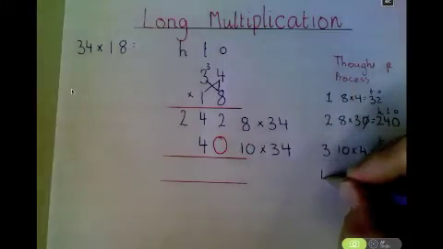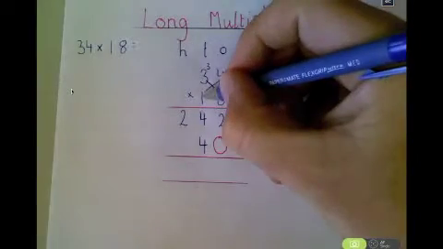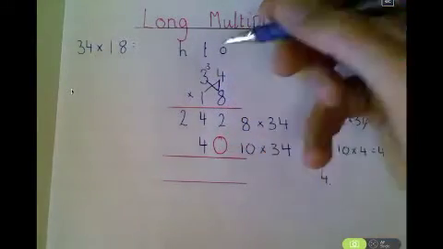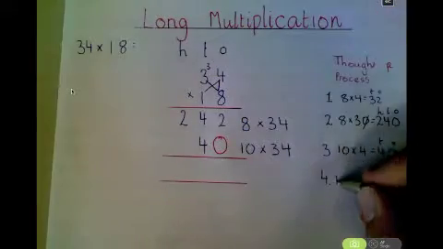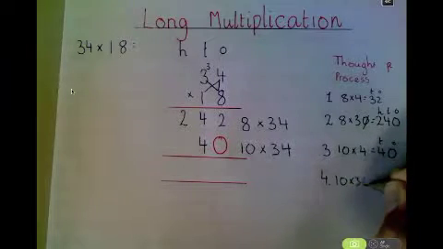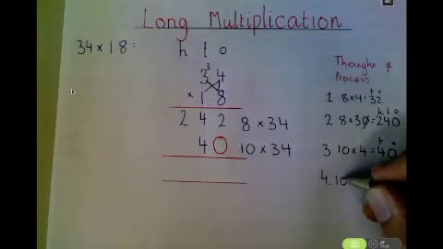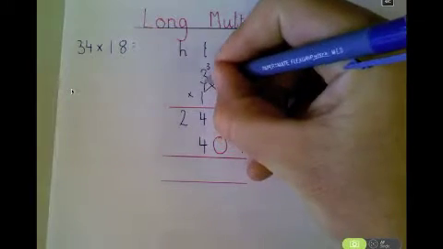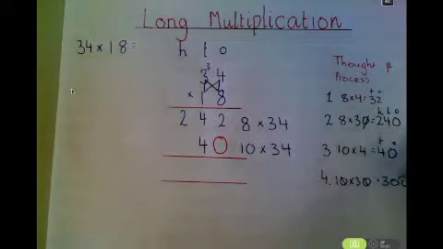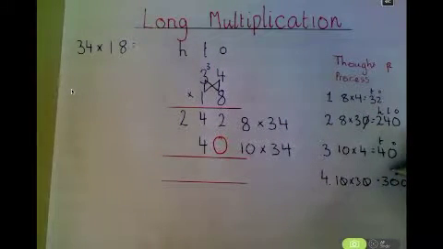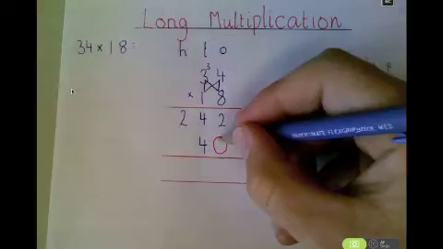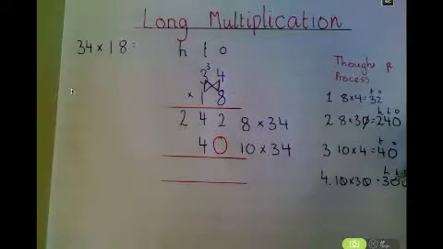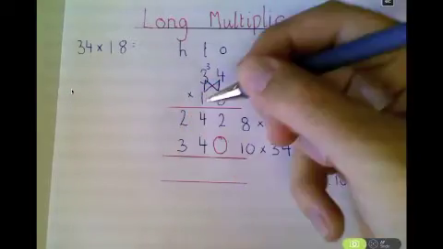The next step is the 10 times 30. One times 3, and add on your 2 zeros, which equals 300. As you can see, we don't need to add those on, and put the 3 in the hundreds.